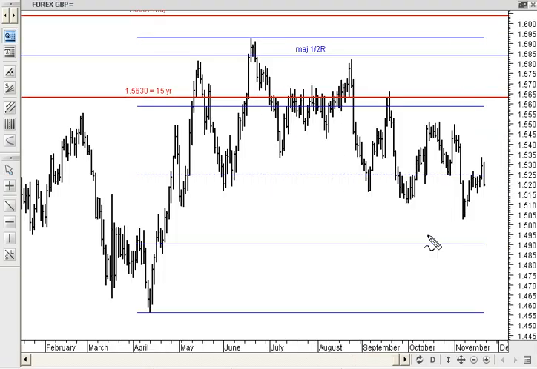This is the pound dollar. As I said before, there is lots of overhead resistance up here, various important levels. Off this low to this high over here, we have this halfway point to work with. It's difficult to look at the long side of this chart currently if it's printing below that halfway point, even more so. So I'm currently not trying to call this chart at all.